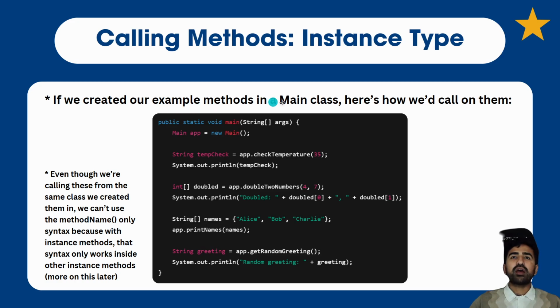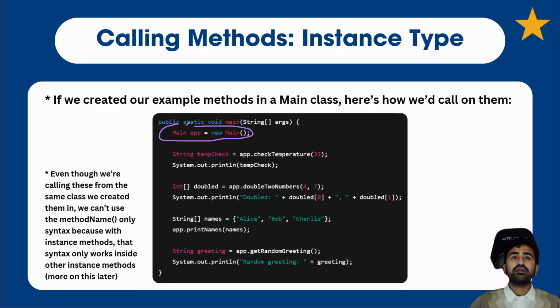So if we created our example methods in a main class, we'd have to create an object first. So notice here, we create a main class object. If I'm going to be using check temperature, double two numbers, random greeting, these are the example methods that we created in the last slides, I actually have to create an object first. And if this is inside the main class, it would be a main class object, which seems a little silly, right? Why do we got to create an object? Well, that's because they're instance methods. That's how we define them to be.